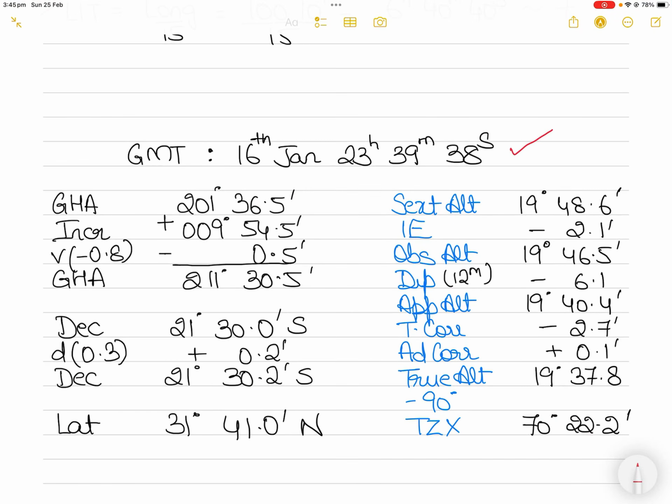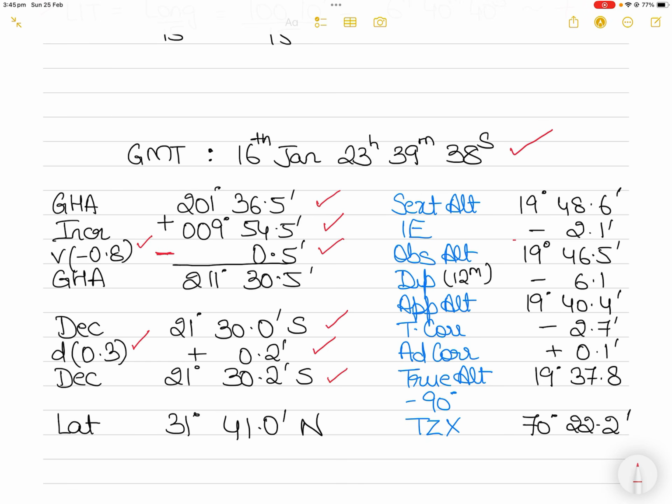So you can see here, this is how I found out these values here. V correction, remember the V negative 0.8, you found out 0.5 and it will be a minus, and the increment is always added. So that is how I found out. Similarly, declination, remember 21 degrees 30 minutes was the initial correction. D value 0.3 from the bottom, 0.2 was the correction value at 39 minutes and 38 seconds, and you found out the corrected declination. So declination correction was added because the declination was increasing from 23 going to the next hour, and V correction was subtracted because the sign of the V tells us what correction to apply and how to apply it.